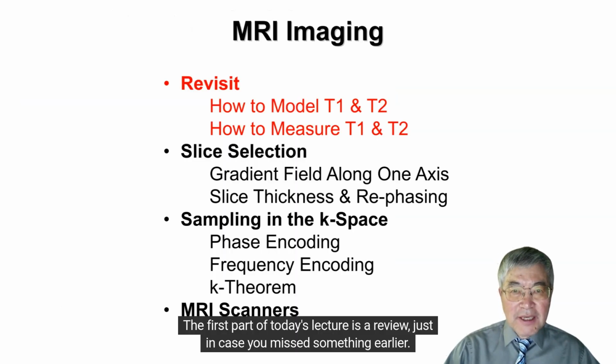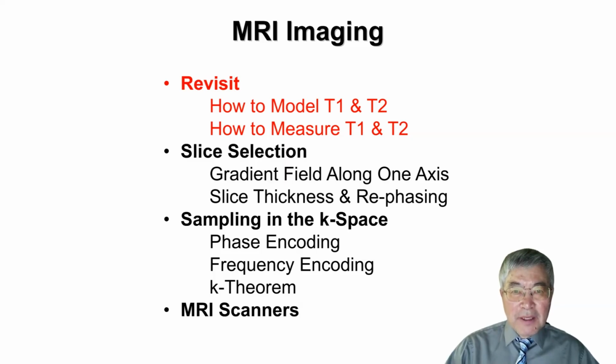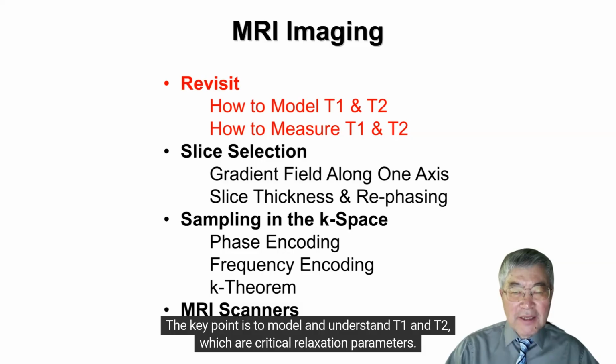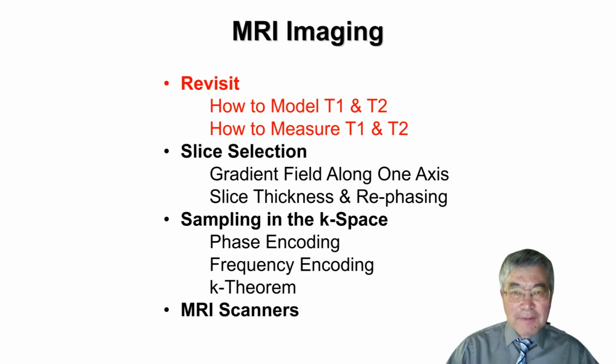The first part of today's lecture is a review, just in case you missed something earlier. Even if you understood it the first time, it's always good to refresh these key concepts. The key point is to model and understand T1 and T2, which are critical relaxation parameters. Along with these, proton density is also an essential factor, and fortunately, that one is fairly easy to understand.